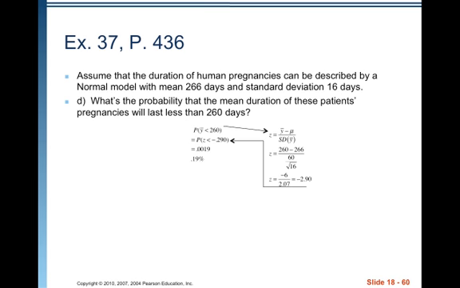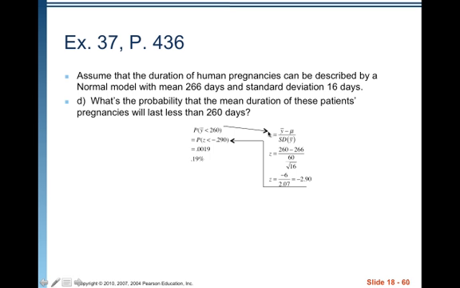So what's the probability that the mean duration of these patients' pregnancies will last less than 260 days? So we're not talking about a single pregnancy lasting less than 260 days. We're talking about the average of 60 pregnancies lasting less than 260 days. So we want the probability that y bar is less than 260. We're talking about an average, so we need to convert an average to a z-score.